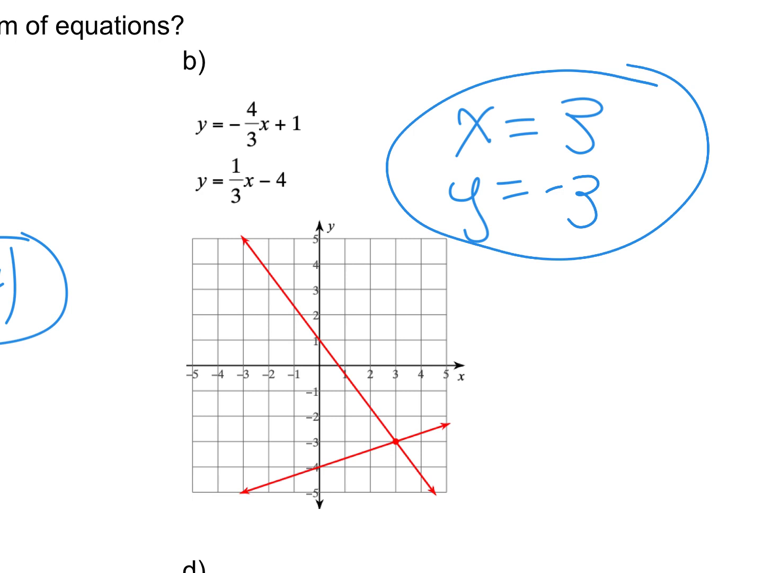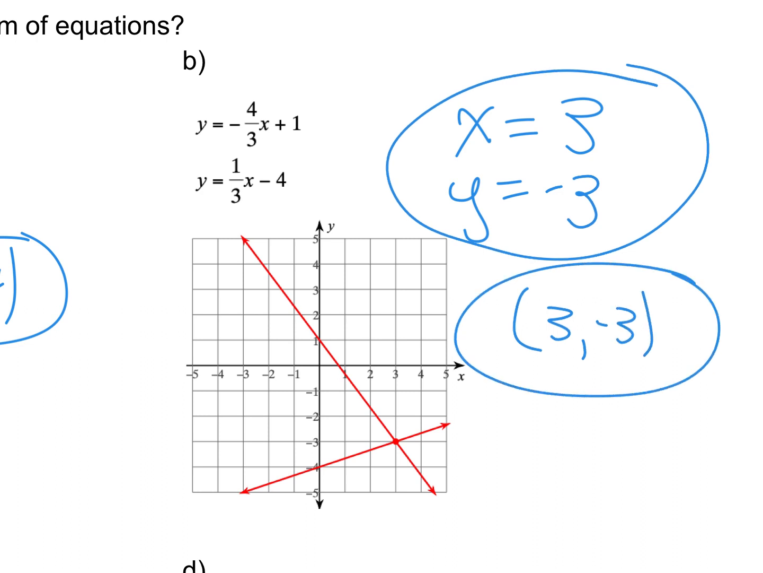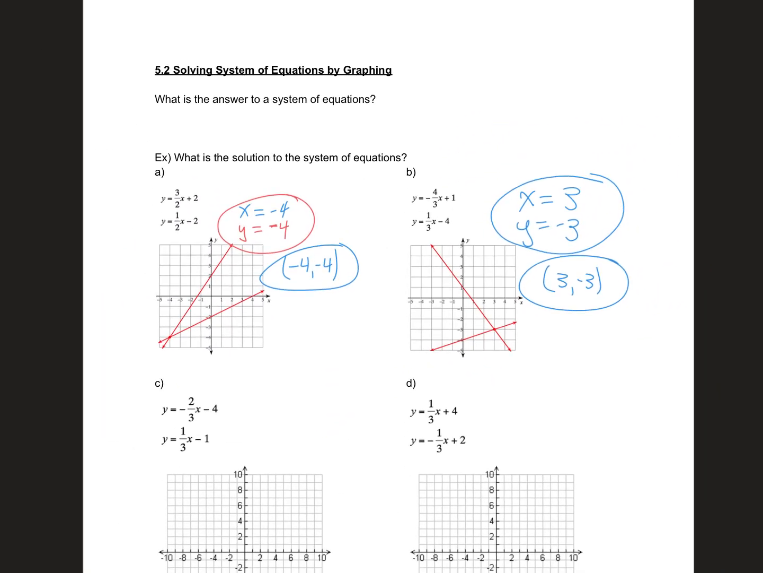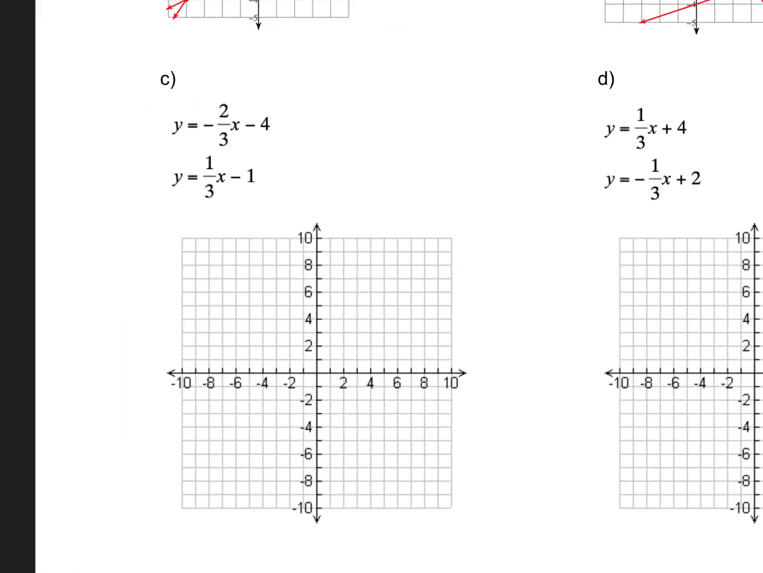So again, you could write your answer like this, or we could write it as an ordered pair where x equals 3 and y equals -3. So both ways are correct when you are writing your final answer. Okay, now for these ones, we are going to actually have to graph these equations. So let's do a little color coding. This first one, let's make our red equation, and the second one, we will make our blue equation.